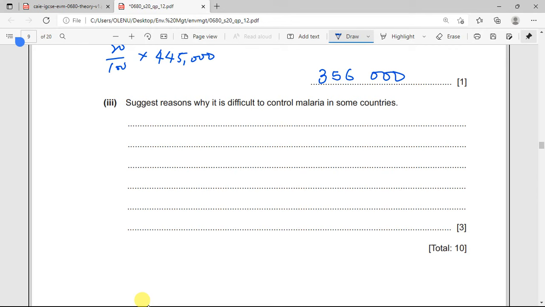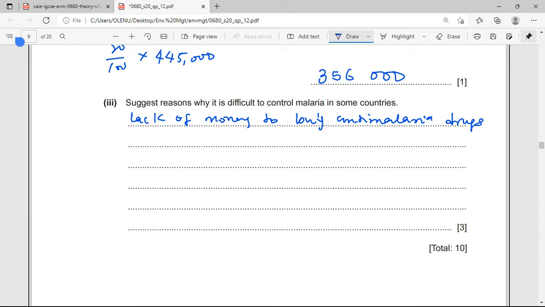Now, suggest reasons why it is difficult to control malaria in some countries. First is lack of money. Usually, there is lack of money to buy anti-malaria drugs. So remember, there are economically developed and less economically developed countries. So that's the angle you should look at it from. MEDCs and LEDCs. So lack of money will be in less economically developed countries, and they have poor health care. So people die more from malaria in such countries.